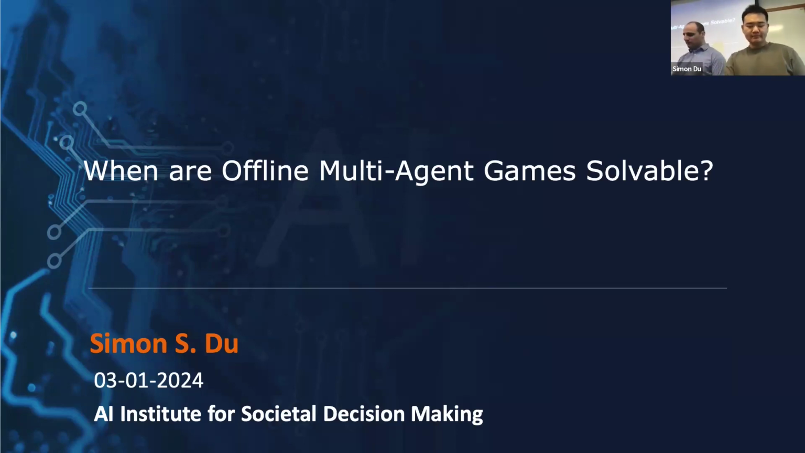This is Simon Du from the School of Computer Science and Engineering at the University of Washington. He's also an alum of Carnegie Mellon. Got your PhD here in 2019. So he's very familiar with the CMU scene. We're happy to have him here. He's working on one of the projects in our foundational thrust. And so he's going to tell us a little bit about offline multi-agent games today. And so welcome, Simon.